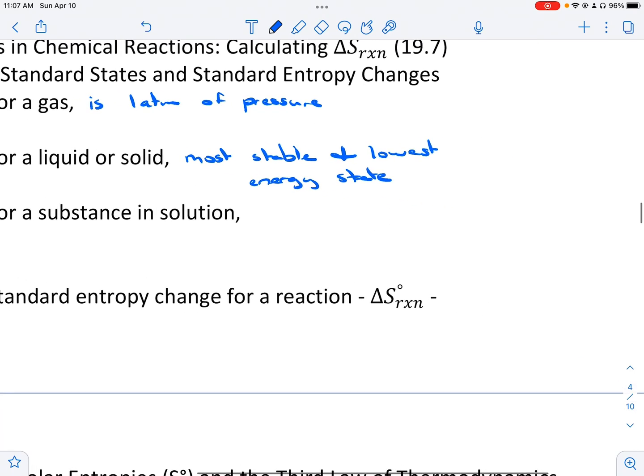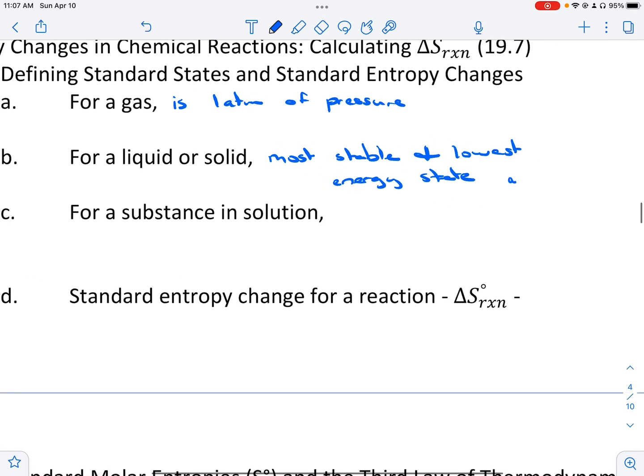And the other things we're talking about there is 1 atm, just like above, and 25 degrees C usually, because that's room temperature. For a substance in a solution, we're talking about 1 molar of a substance. And again, that's usually at 25 degrees C.